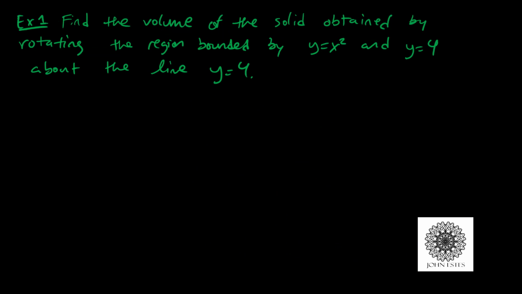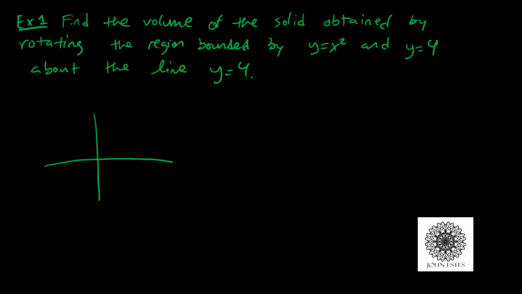Here I want to find the volume of the solid obtained by rotating the region bounded by y equals x squared and y equals 4 about the line y equals 4. This is a very common question, these kind of things. Let's get a picture. If you're not getting a picture, you don't really understand what's going on. Please draw a picture. I don't know why you don't.